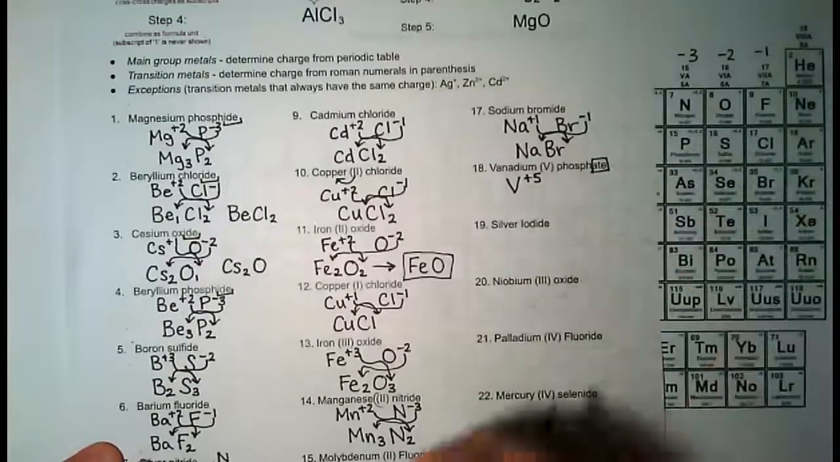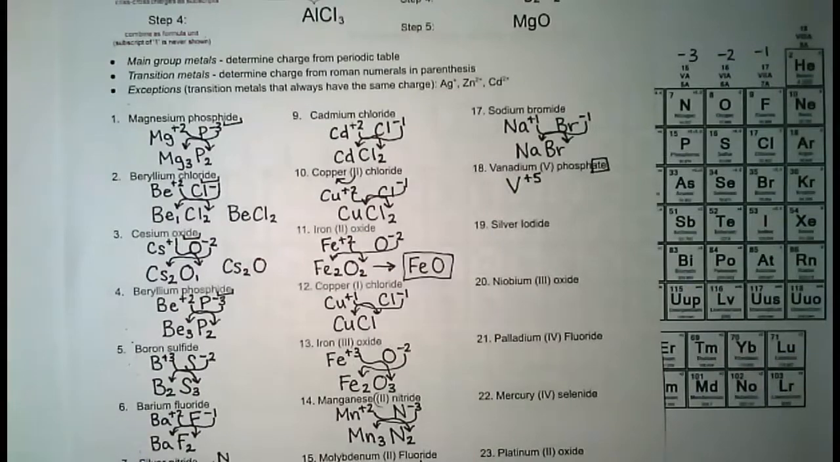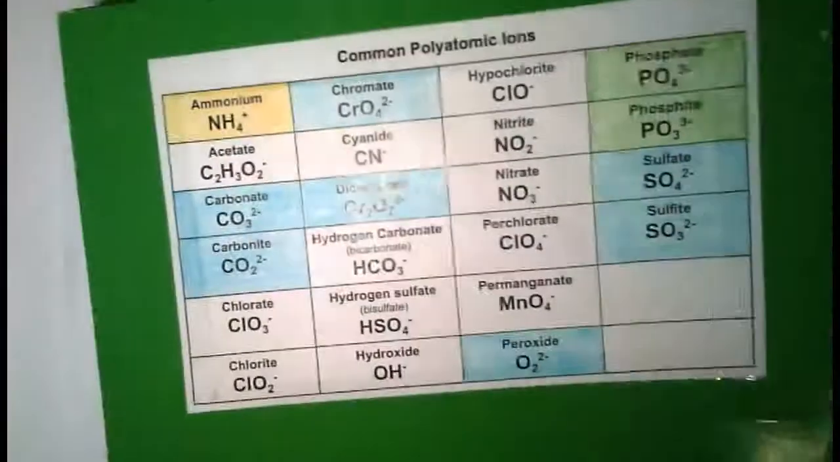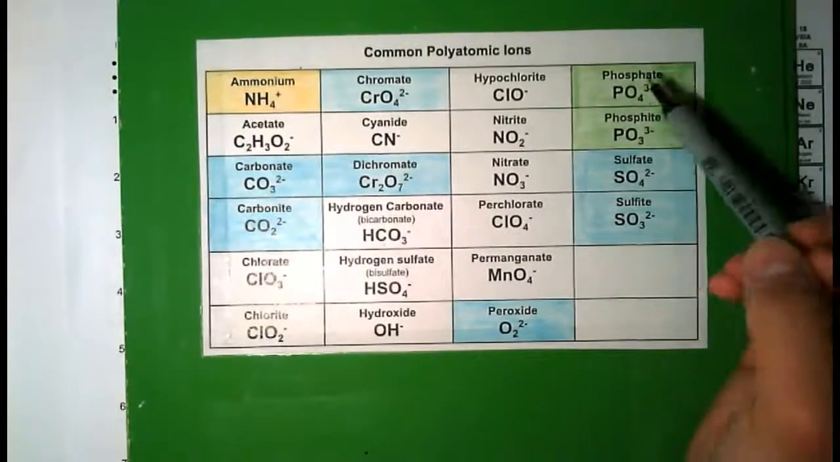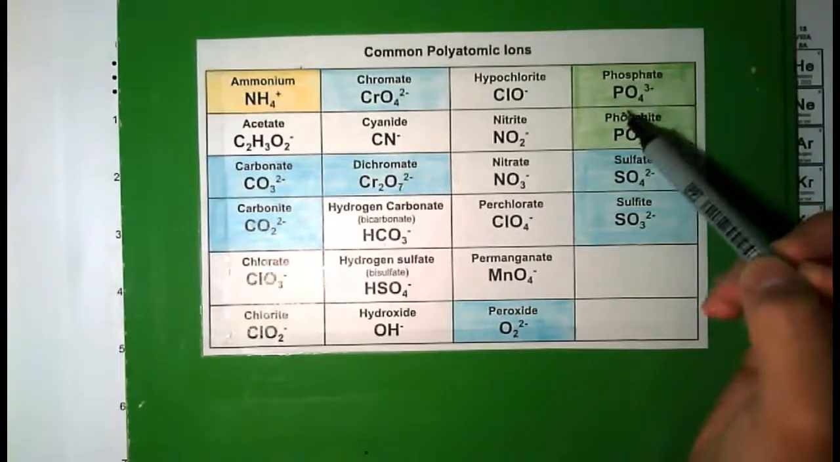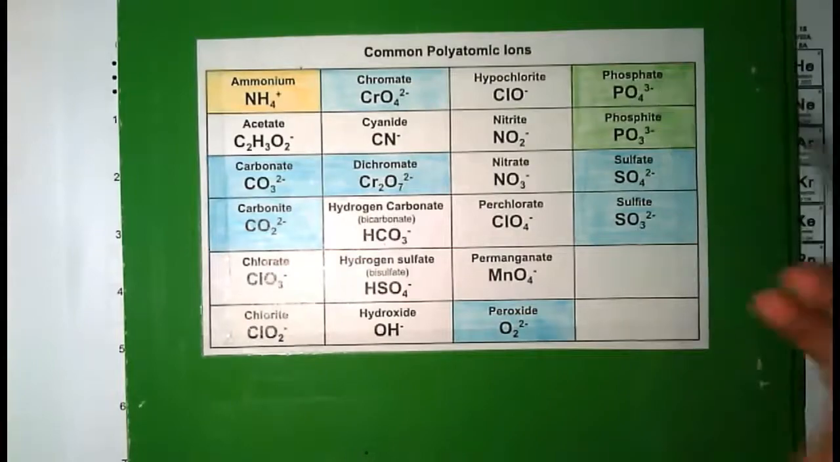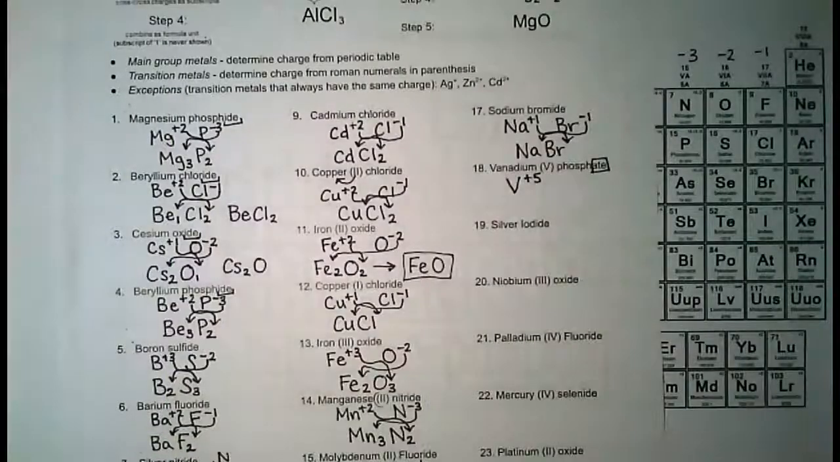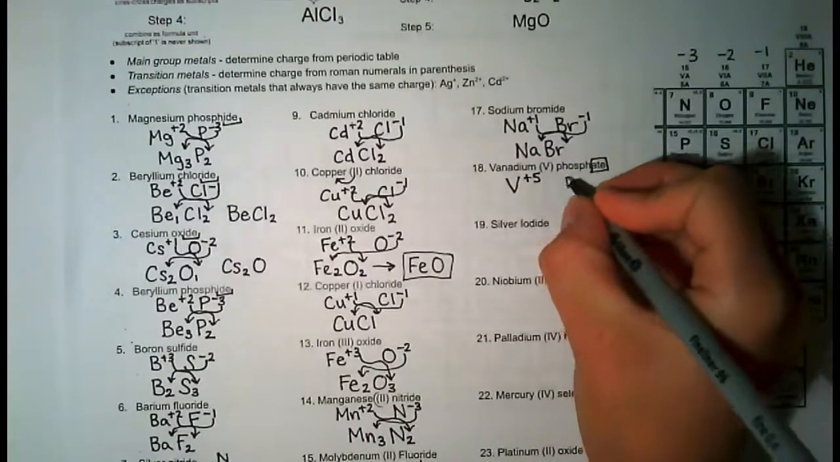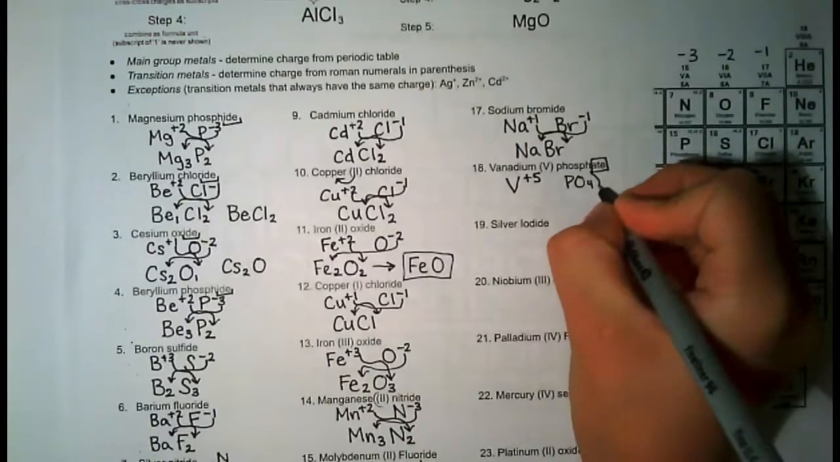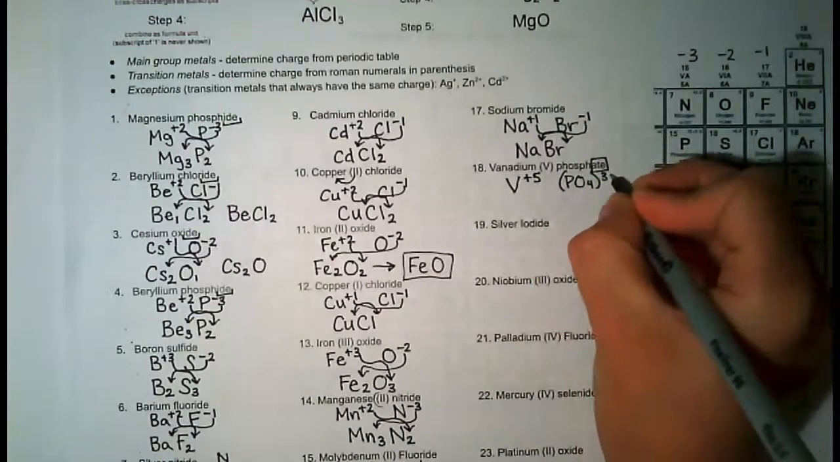If you don't know your polyatomic ions yet, then I would encourage you to refer to your list of common polyatomic ions. And then see right here we have phosphate, which is PO4 with a -3 charge. You do need to memorize these, however. They're very important for being able to write correct chemical formulas. So phosphate is PO4, I'm going to put in parentheses 3-.